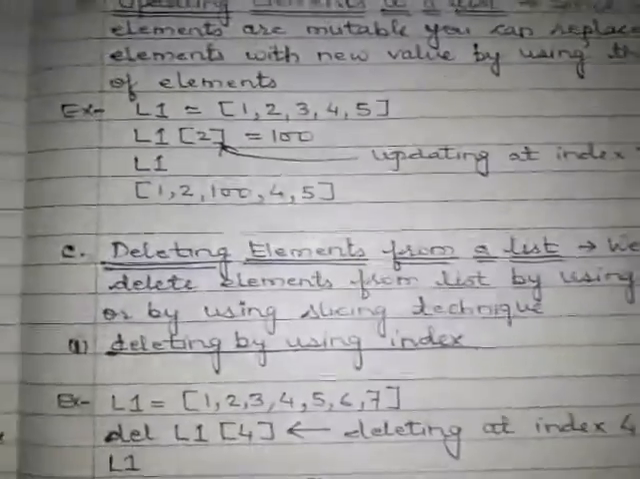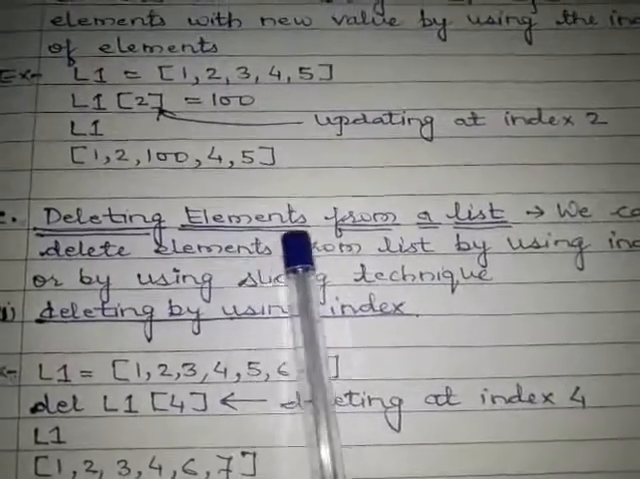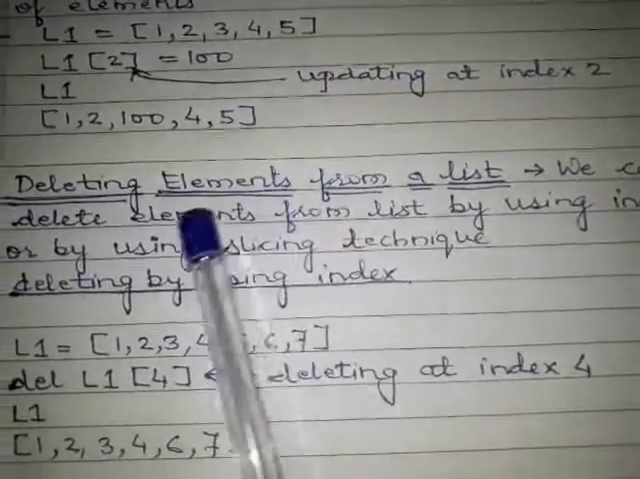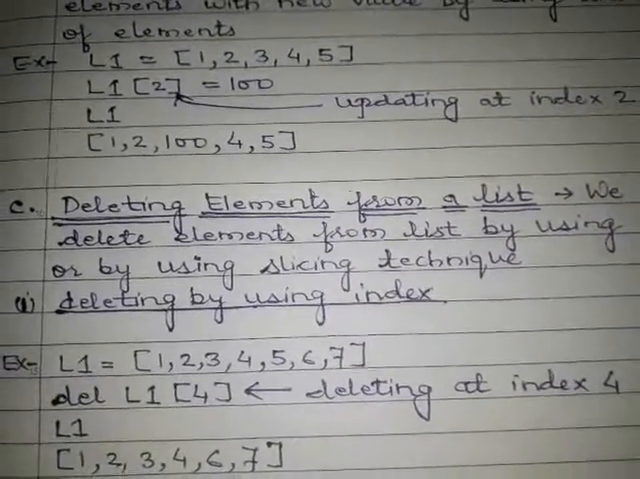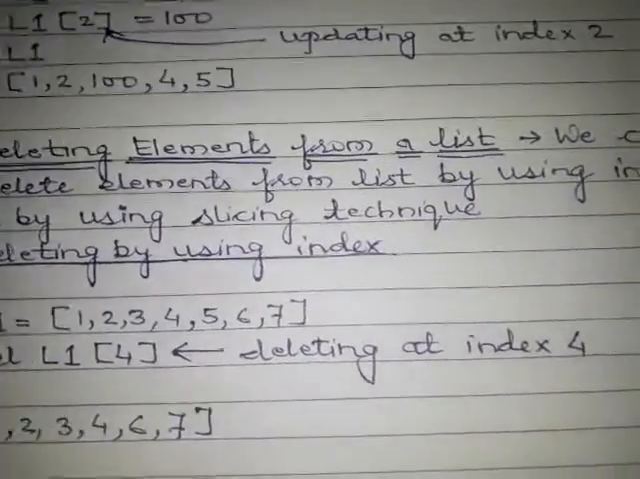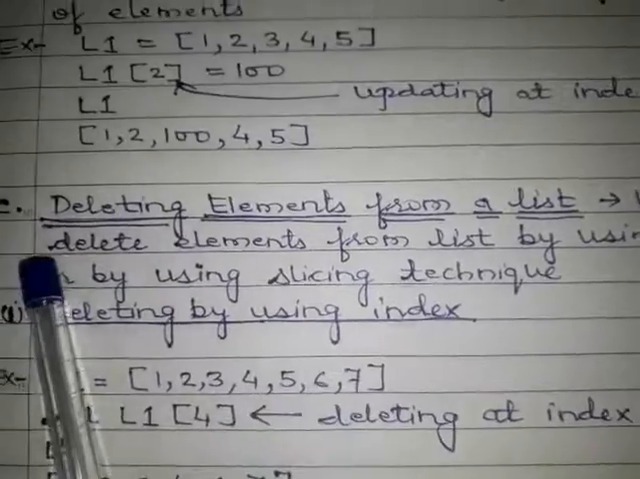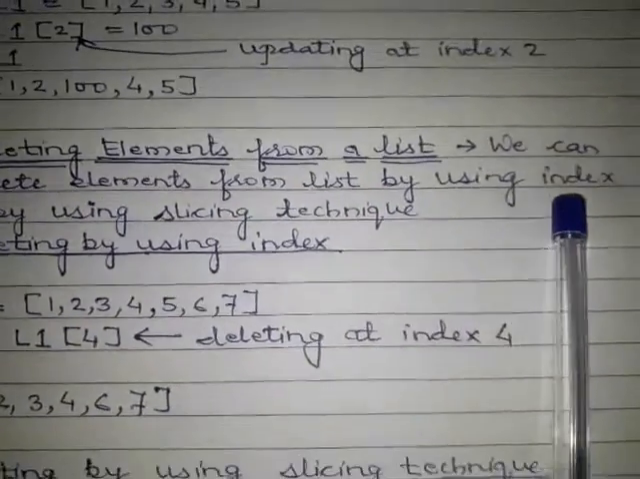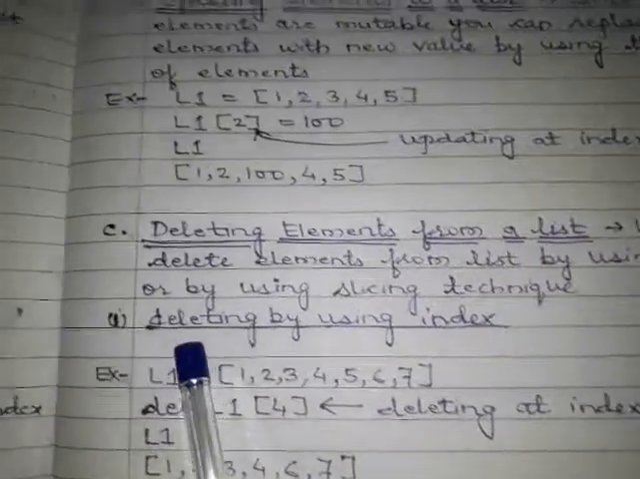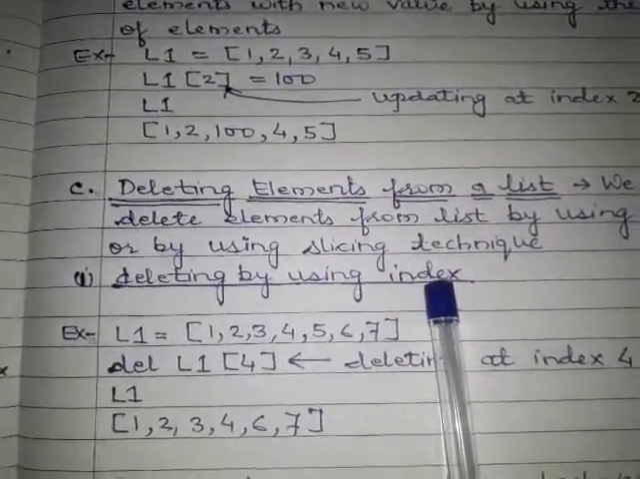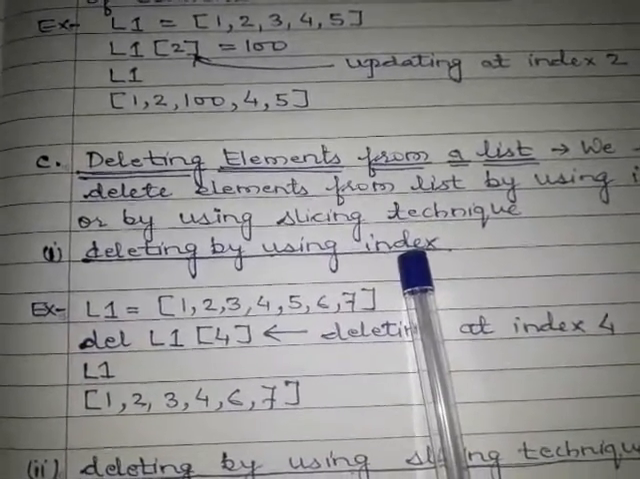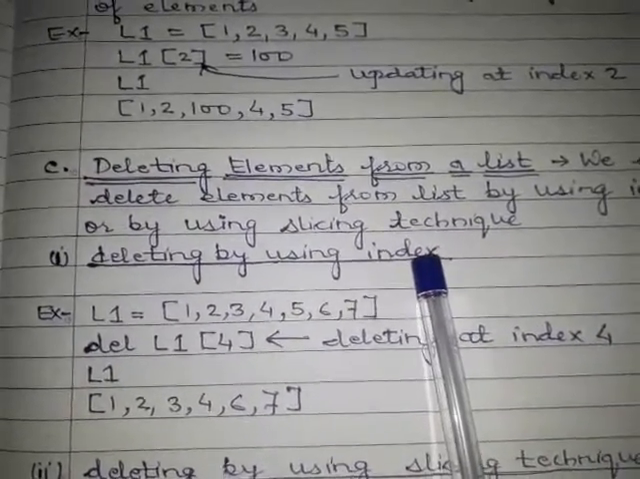Now, deleting elements from a list. If you want to delete some elements from the list, there are two ways to delete: by mentioning the index or by using the slicing technique. We can delete elements from the list by using index or by using the slicing technique. So first we will see deleting by using index. How to delete with the help of index? We can use the del keyword.